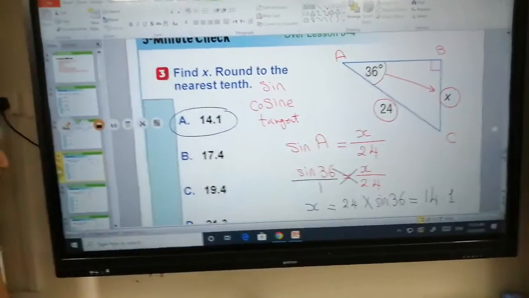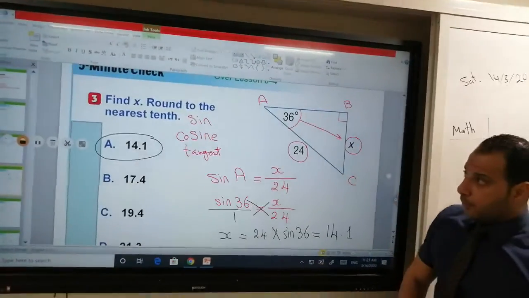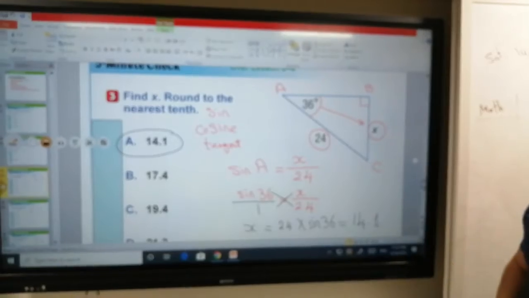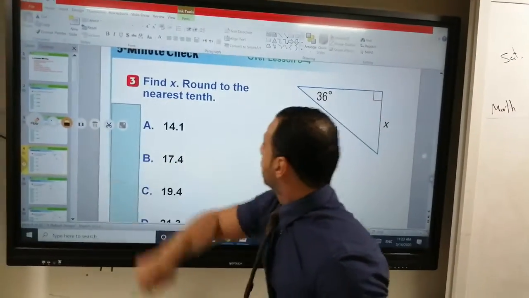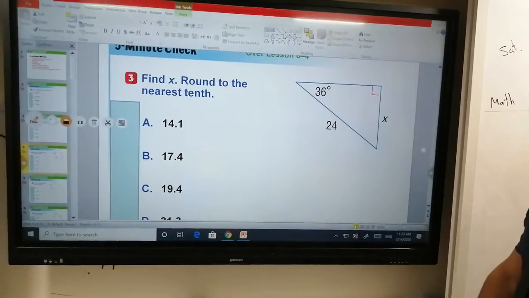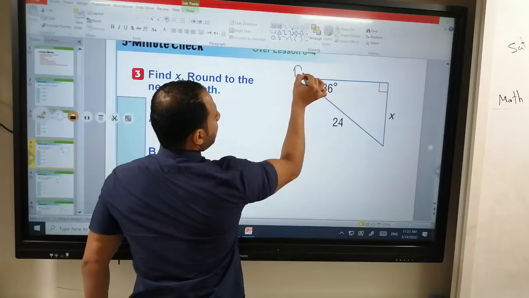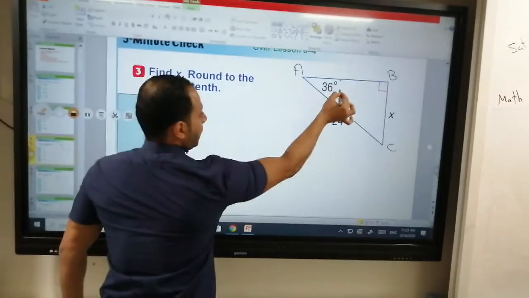Again from the beginning. If you have a problem like this, it's a very, very important problem. Find the value of x, round to the nearest tenth. Okay, I have a triangle. I start the problem from the beginning. This is my triangle. I have this angle, which I can name by A, B, C. Angle A is given.